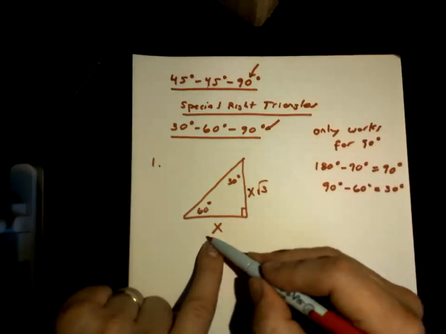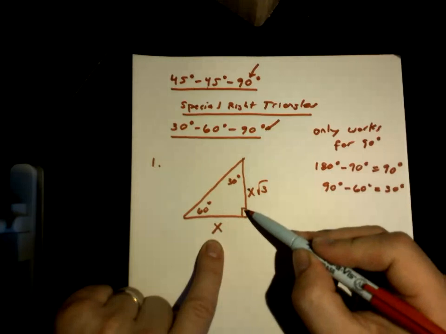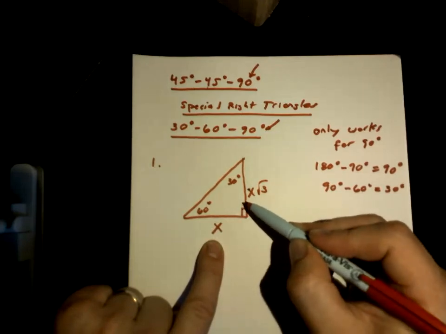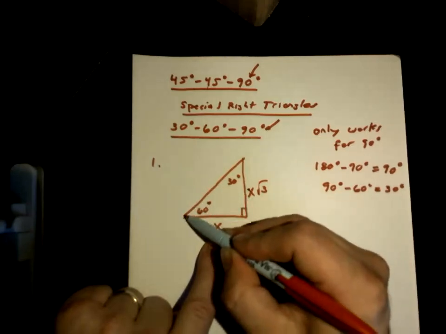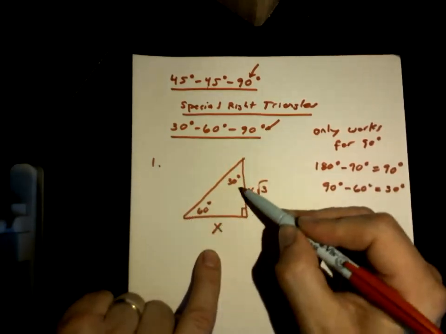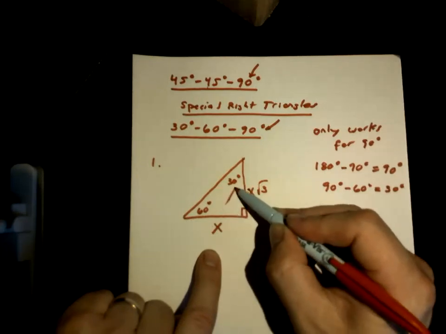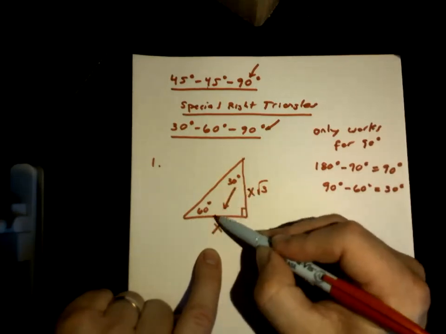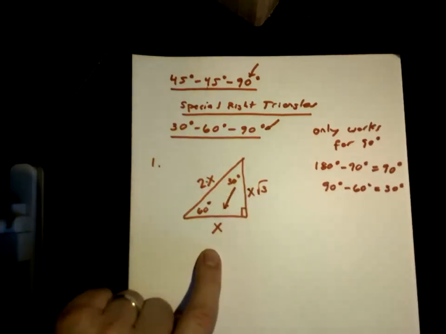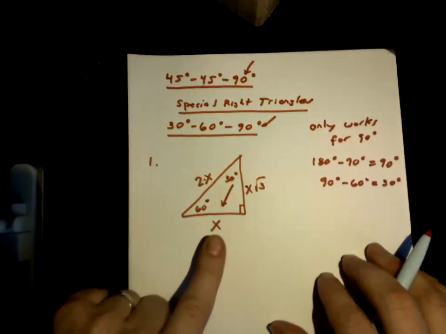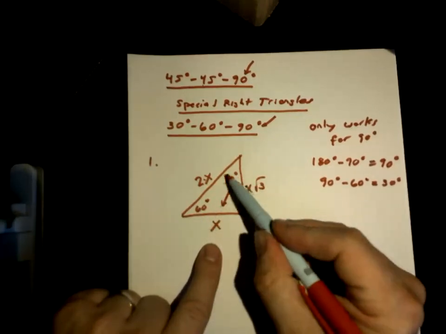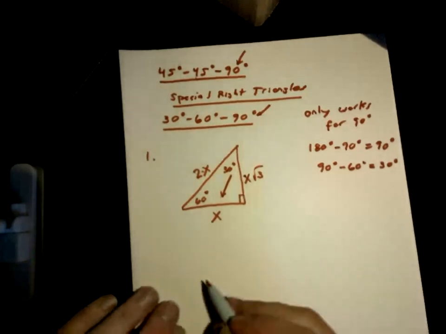Now, do you see how this is the largest side? Because this has the 90 degrees, this is the largest side. So you're going to take the smallest side here, take this number, and multiply it by 2. So let's do an example of 30-60-90. You have this information to follow. So let's do one for you.